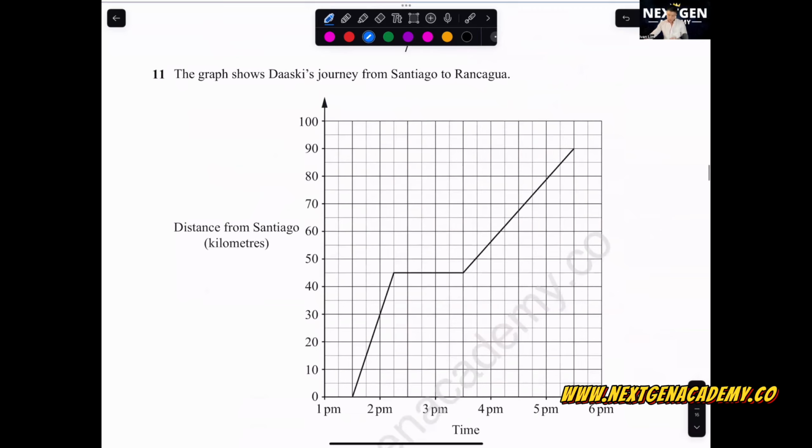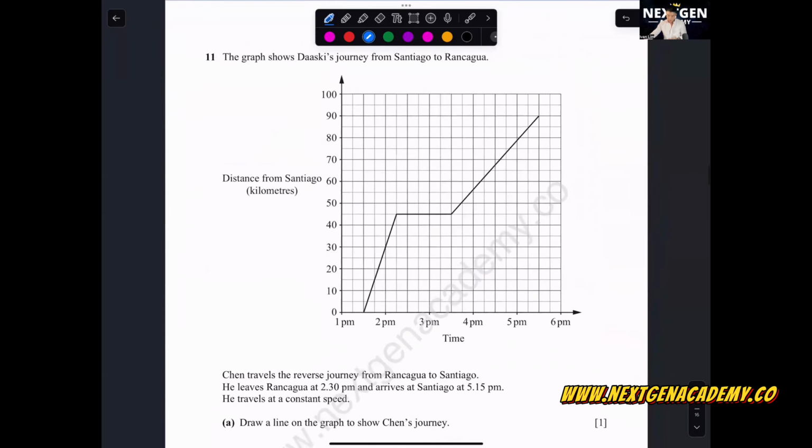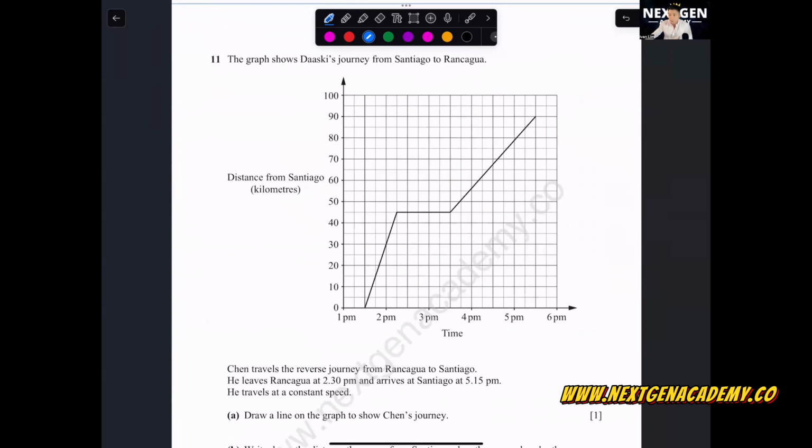Okay, let's look at question 11. This one we call kinematics, or your time. So the graph shows Dusky's journey from San Diego to Rancagua, distance. He travels like this, stop, then go up. Okay, Chen travels the reverse journey from Rancagua to Santiago. That means from up to down.